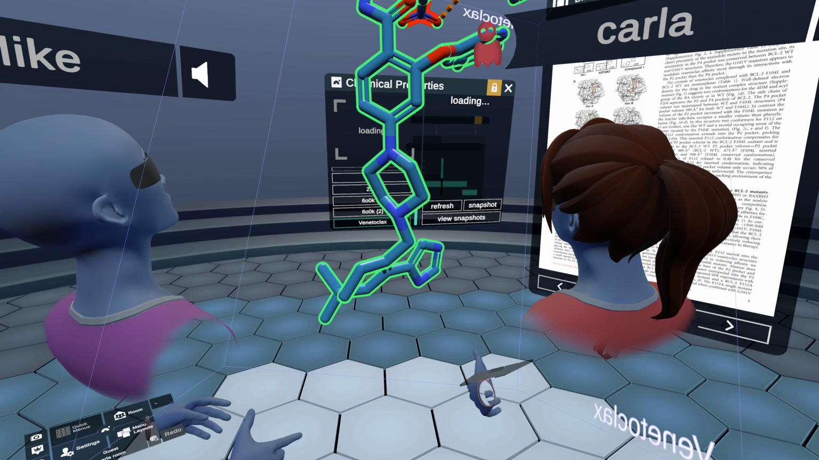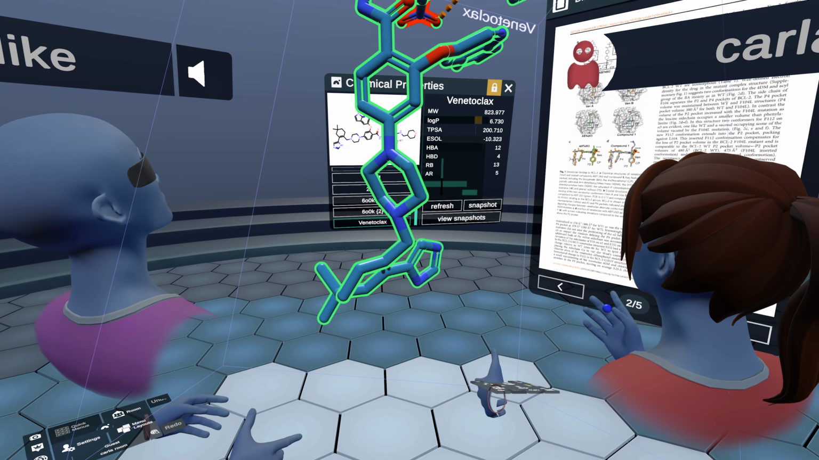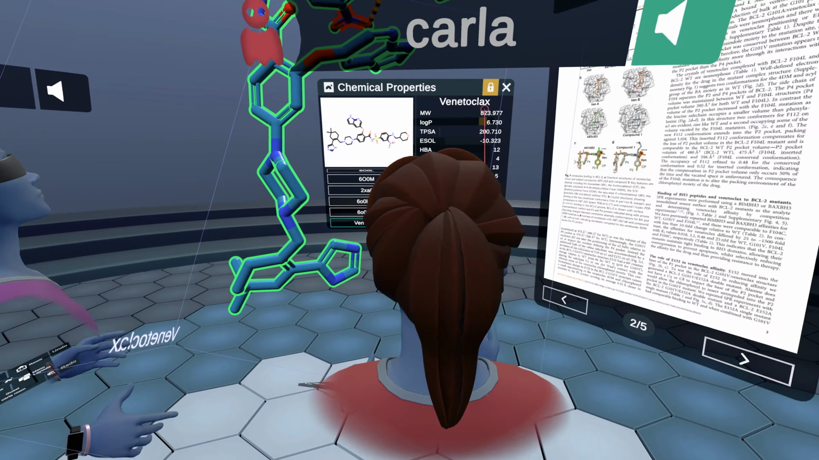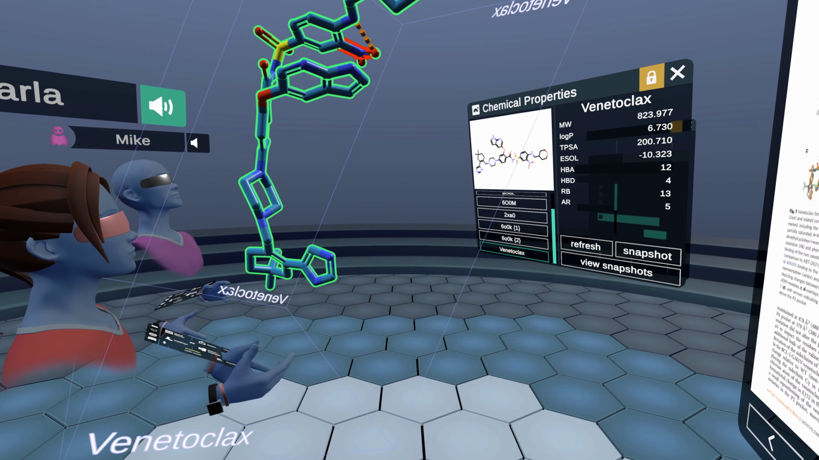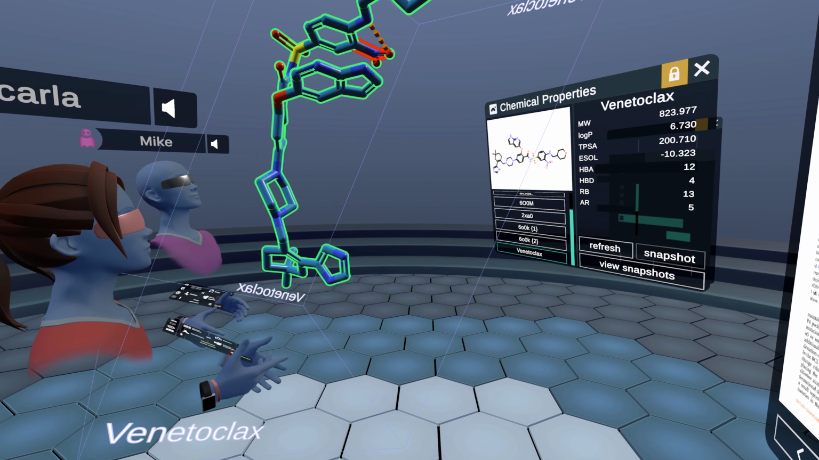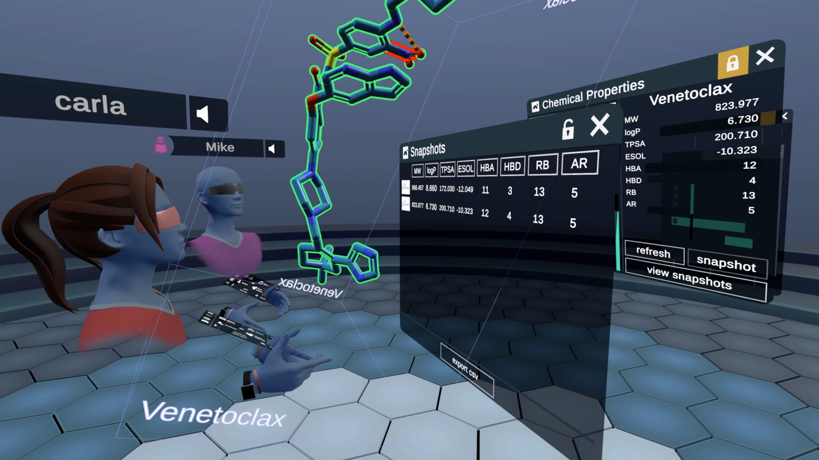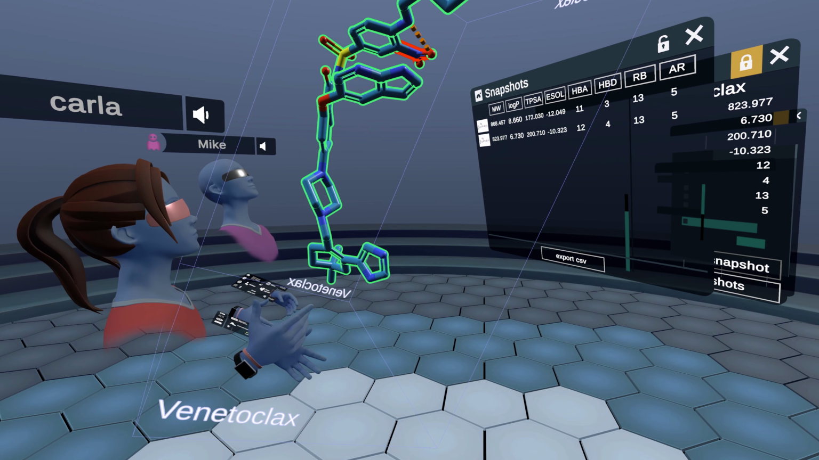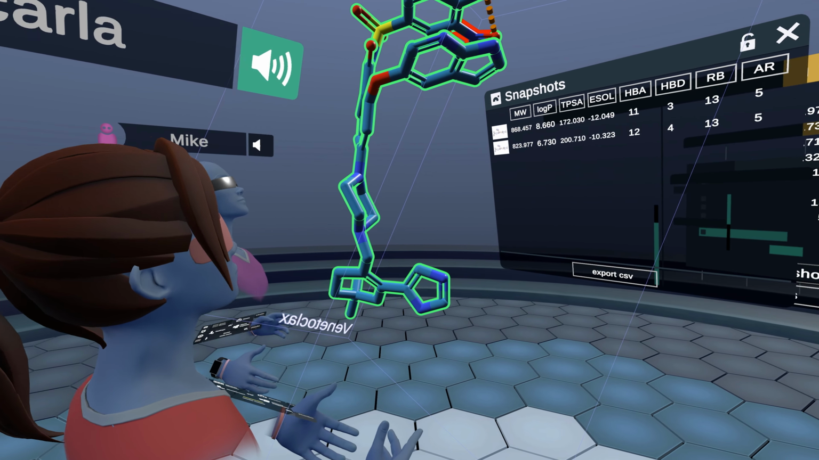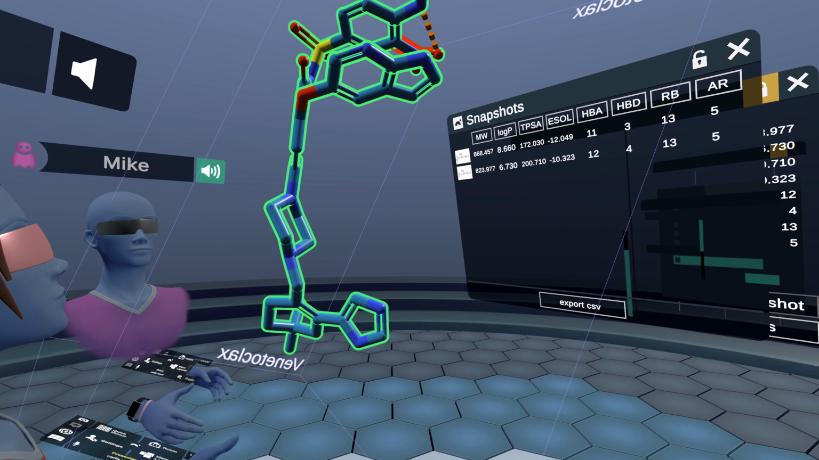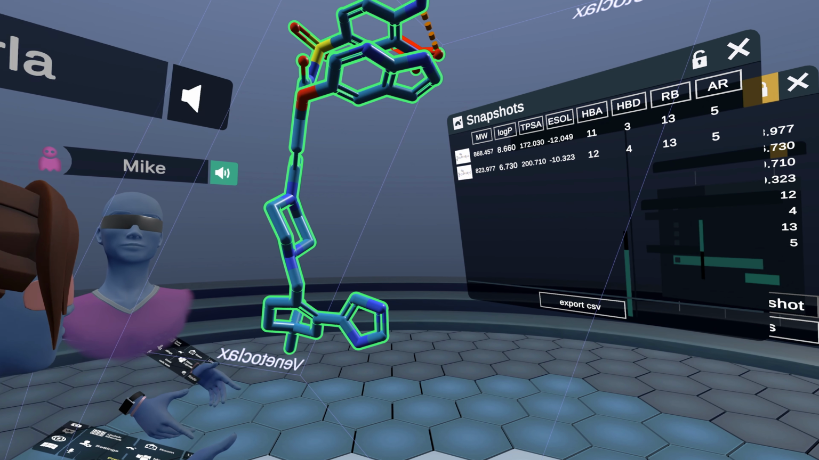Definitely. So we can see that the properties updated in real time. It's a little bit less molecular weight, and lower log P. I'll take a snapshot of this. So we can definitely compare the properties directly here in this table. Just for fun, Carla, should we bring the structure of the protein back up?